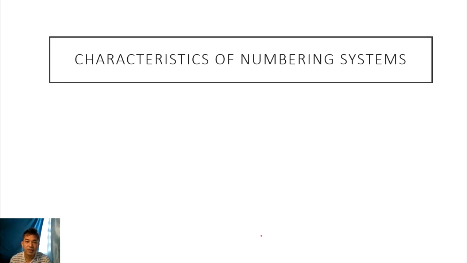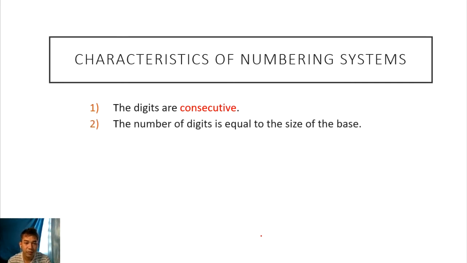Okay, so ano ba yung mga characteristics of numbering system? First is the digits are consecutive. Meaning sunod-sunod siya. Sa decimal number we have 0, 1, 2, 3, 4, sunod-sunod siya. And that is also true to all number systems. Magkasunod-sunod rin dapat.